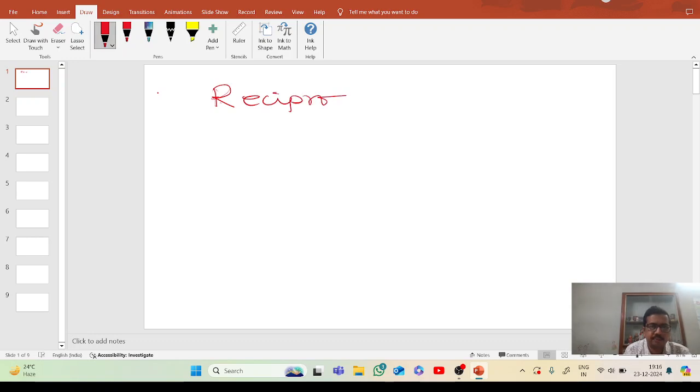reciprocal lattice. Now we know that a lattice is a periodic arrangement of atoms or molecules. It constitutes the 3D elements. Now let us take a two-dimensional case first for simplicity. Now these are the atoms or molecules arranged in a periodic fashion.